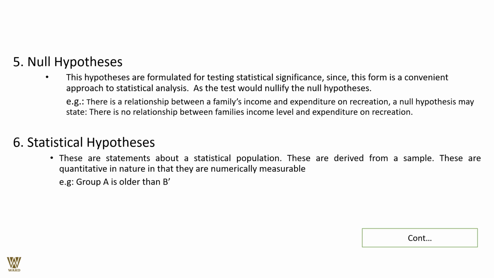The hypothesis says there is a relationship between a family's income and expenditure on recreation. A null hypothesis may state there is no relationship. So there is a relationship and there is no relationship. That is what we are looking into in the null hypothesis scenario altogether. So we keep on talking around here. I hope this is clear to all of you.